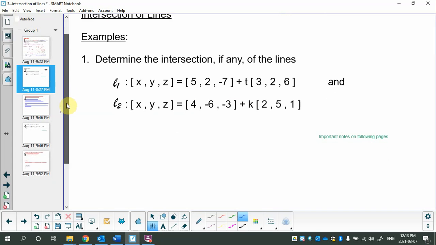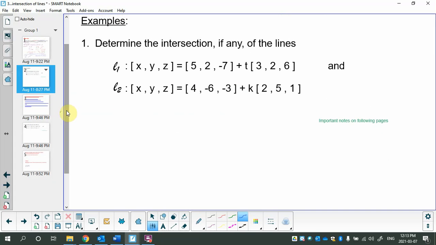So, intersection of lines, here is your example. Line 1 has this vector equation, and line 2 has this vector equation. Notice that because there are 2 separate lines, indicated by L1 and L2, you have to have 2 separate parameters. So I've decided with this question that my parameter for line 1 is t and my parameter for line 2 is k. And my important notes follow on the upcoming pages.